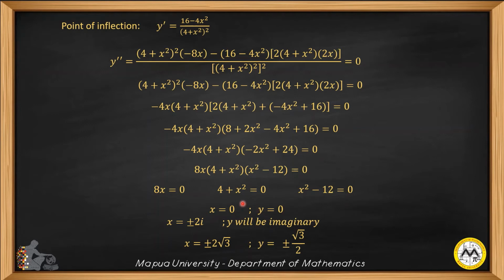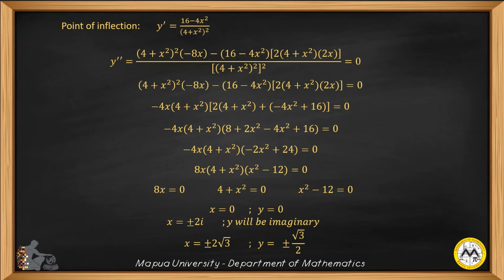Now, if 4 plus x squared is 0, then x would take on the positive or negative 2i value, where we have here an imaginary value, and therefore when that is substituted in that expression of y, that will also render y imaginary. Now this will simply imply that this given point cannot be plotted on the Cartesian plane. Okay, now when x squared minus 12 is 0, that will give us x equal to plus or minus 2 times the square root of 3, and correspondingly y would take on value plus or minus the square root of 3 divided by 2.